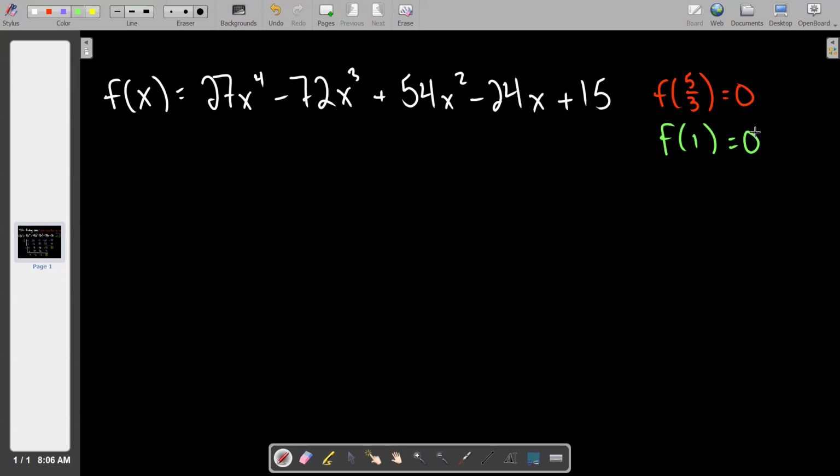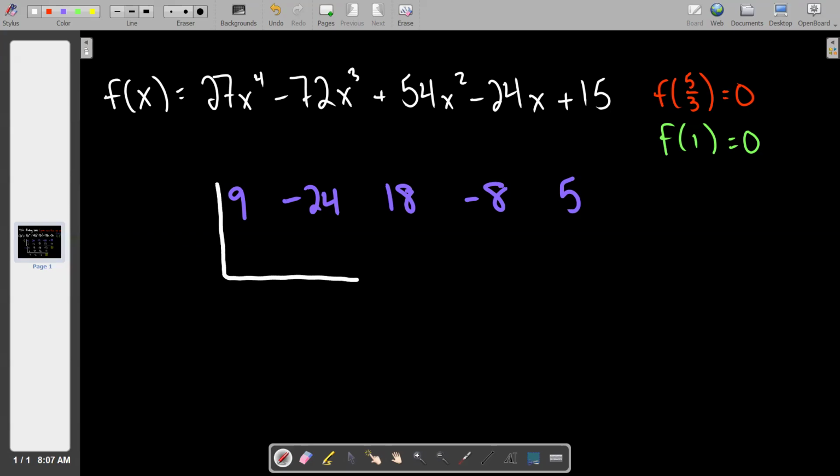So what first? Yeah, they can all be divided by 3. So before we set it up for synthetic, it makes sense to divide them all by 3. See if I can divide correctly this time. So 27 divided down makes a 9. -72 makes a -24. 54 makes an 18. -24 makes a -8. And then 15 makes 5.